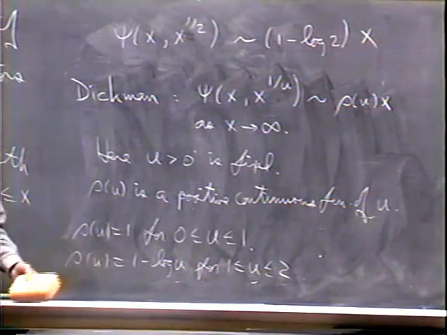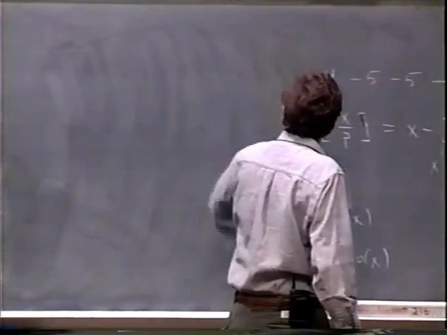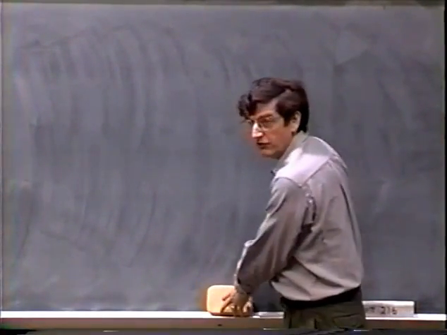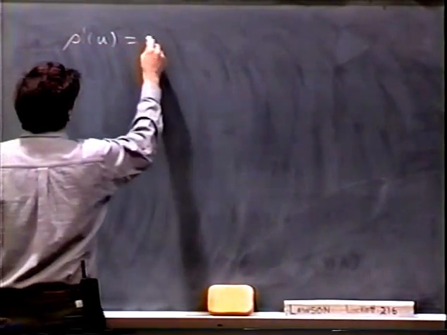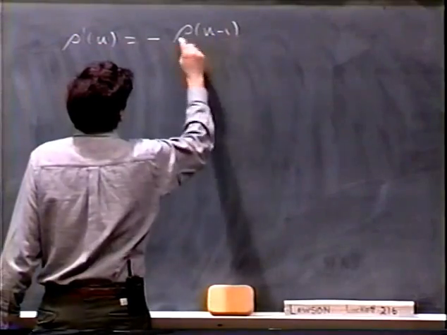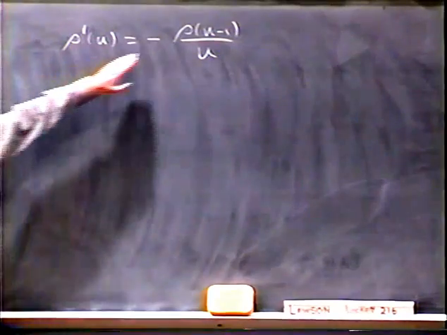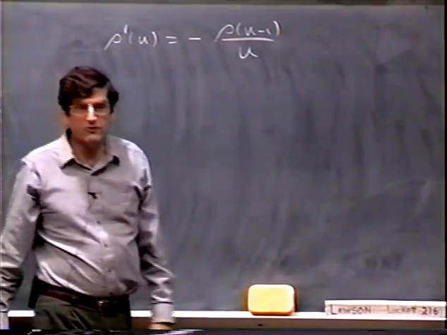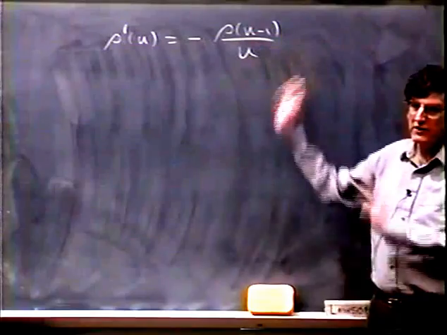However, there's a simple definition of this function outside of number theory, but inside another subject, namely differential equations. Rho satisfies this differential delay equation: rho prime of u equals minus rho of u minus 1 divided by u. It's an unusual differential equation because it depends upon the function at another argument. So this is known as a differential delay equation. You can integrate this and write rho in terms of an integral, but whatever.